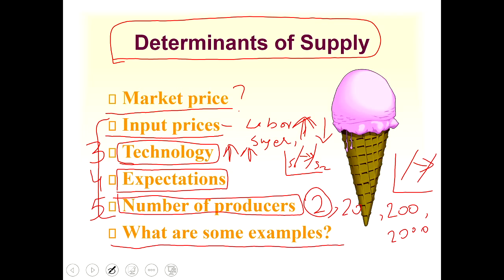So we have finished the demand curve, and now we have finished the supply curve in part two. In part three, we are going to discuss the equilibrium analysis. That is when demand and supply meet. Those are called the equilibrium analysis. But that's for the next lecture.